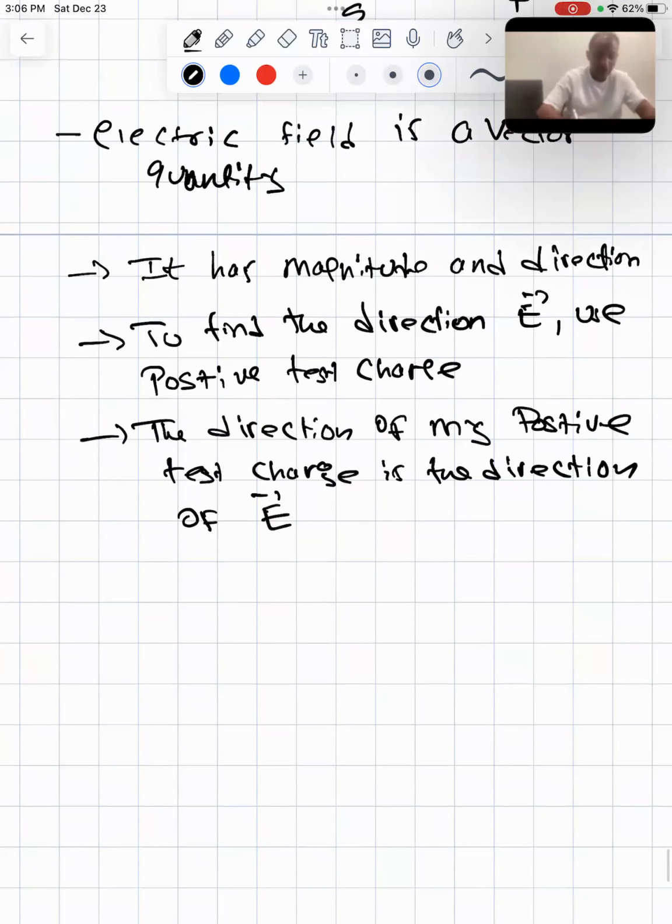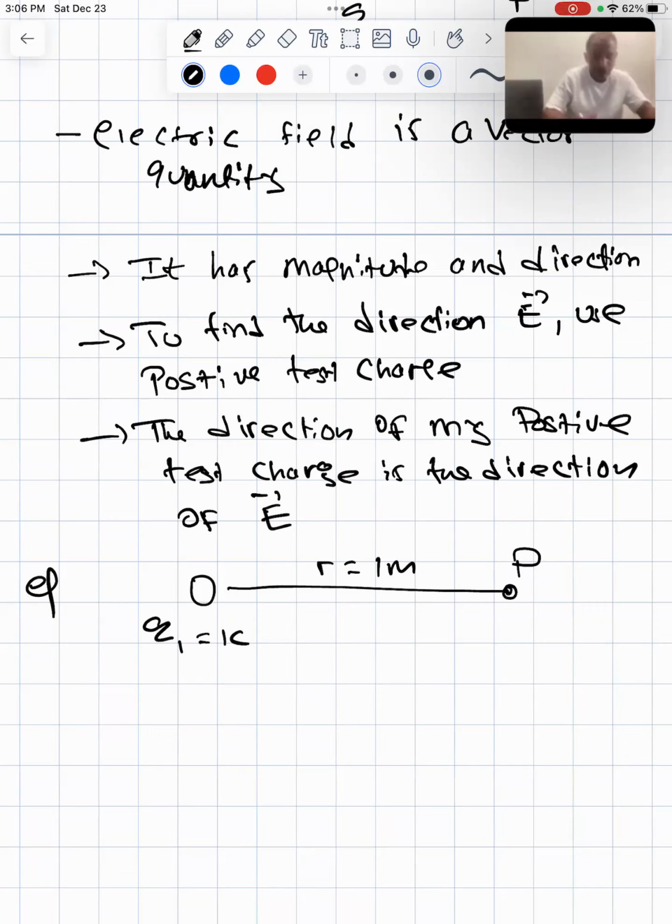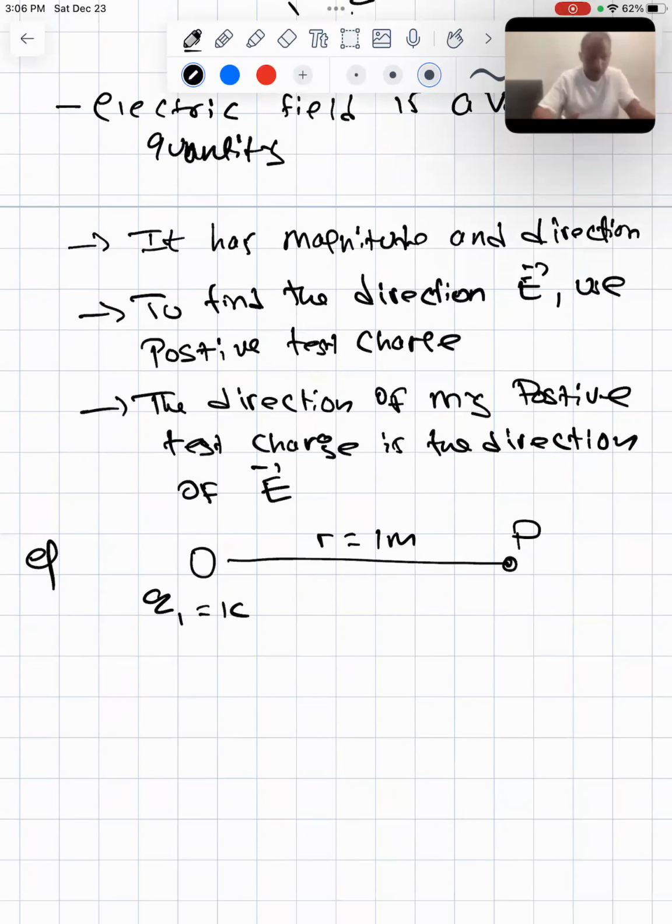In today's example, for example, I have a charge Q1 which is one coulomb, and P is space, and R is just 1 meter, okay? So P is space, there is nothing here. I want to find the electric field at 1 meter. You can find electric field everywhere, but I'm interested only at P. So how can I find electric field, okay?